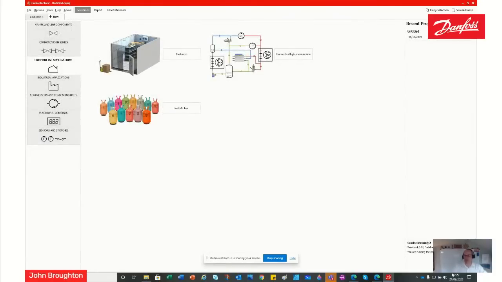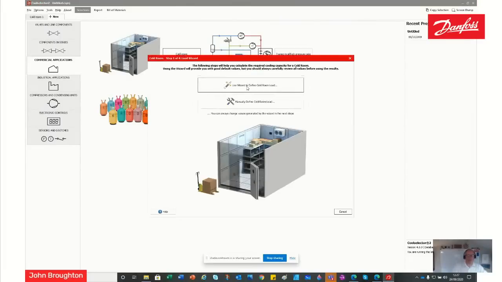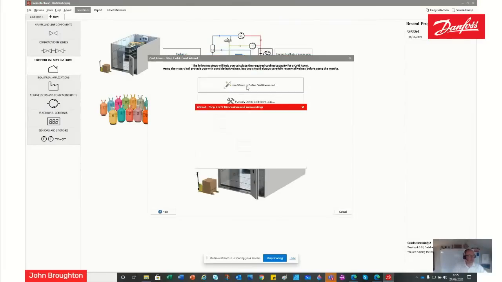Now, this one again was a bit of a strange one, is somebody asked a question again for a cold room, and they gave me a very strange product to put in the cold room. They said enzymes. Now, with the Danfoss Coolselector software, we can choose certain products. It is a little bit generic. We can't drill down to that level, unfortunately. But what we'll try and do is this calculation a little bit.